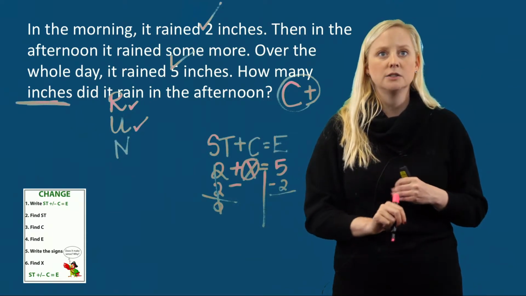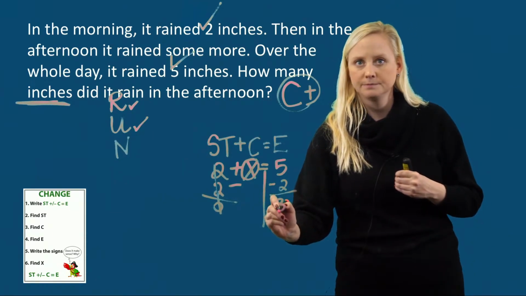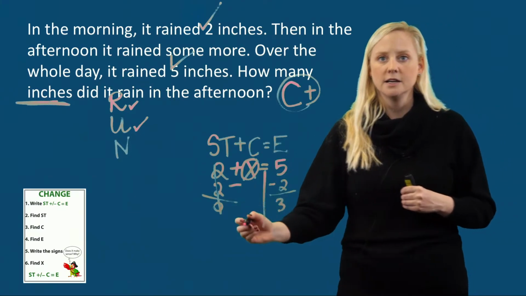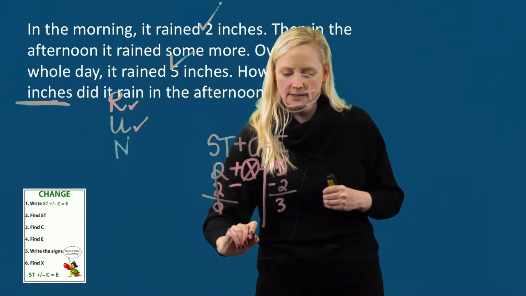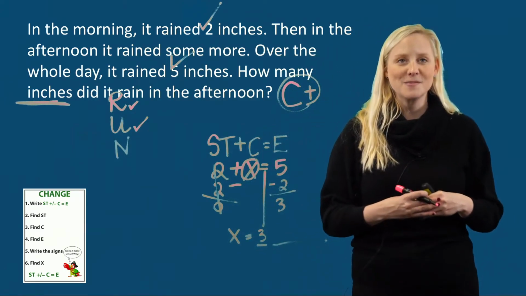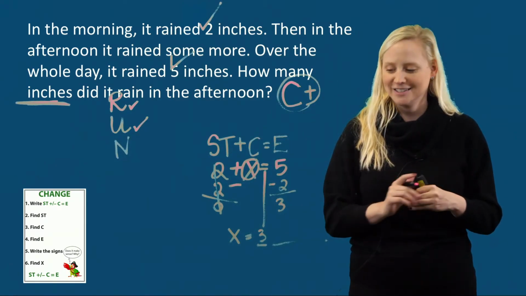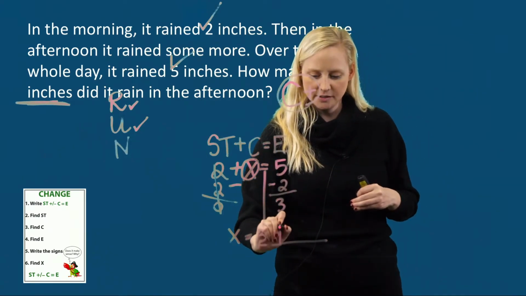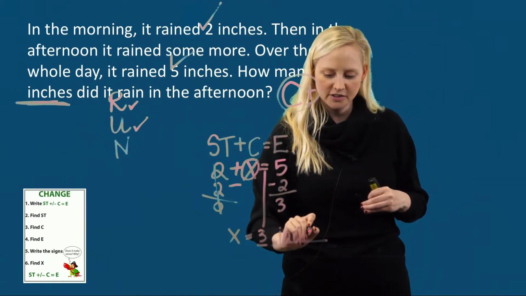What is 5 minus 2? 5 minus 2 is 3. So what is my answer? X is the same as 3. But I don't just need a number answer, I also need a label answer. Label is inches, because that's what we underline in the question sentence.